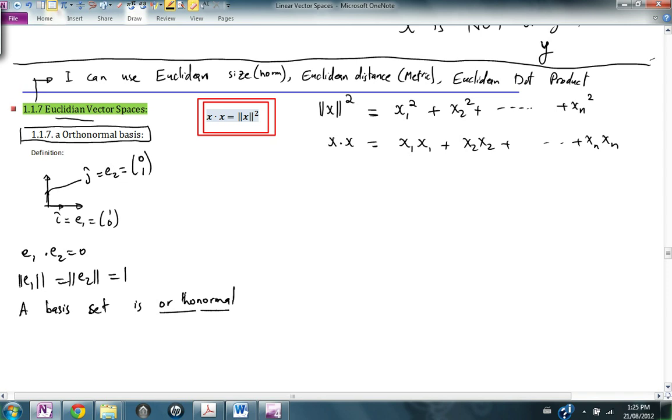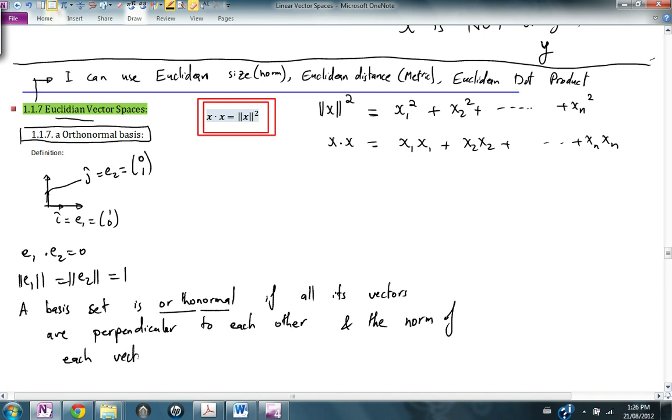So a basis set is orthonormal if all its vectors are perpendicular to each other, and the size of each vector, the norm of each vector, is equal to 1.